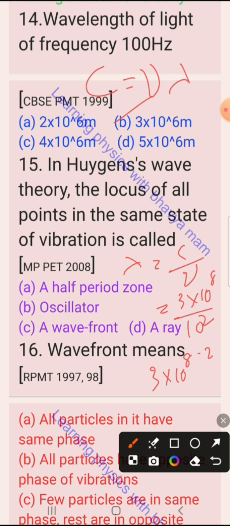In Huygens wave theory, locus of all points in the same state of vibration is called. This is a direct question. What is that called as? It's a wavefront, right? Wavefront means locus of all points vibrating in same state or same phase.